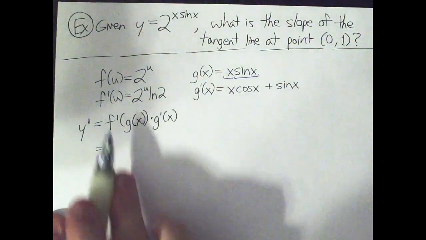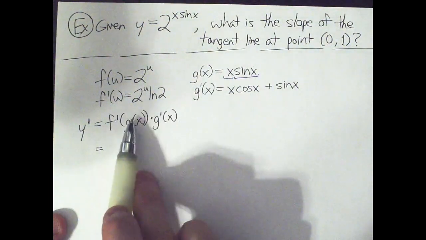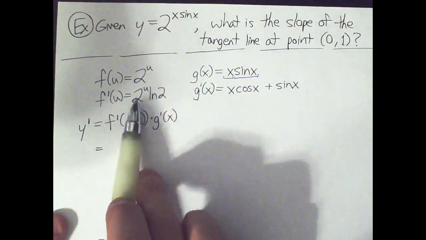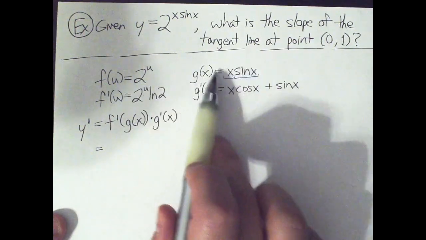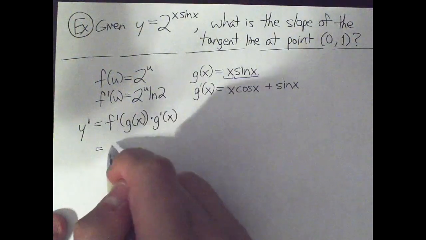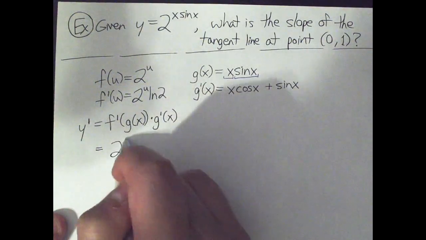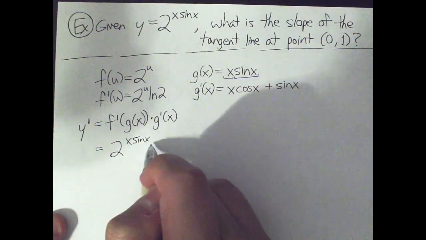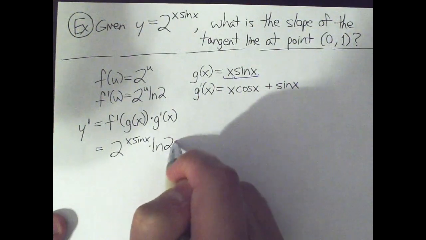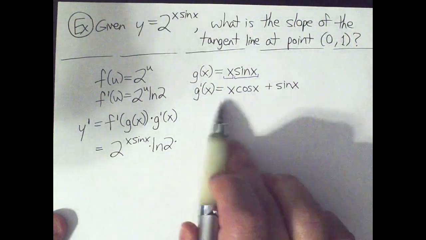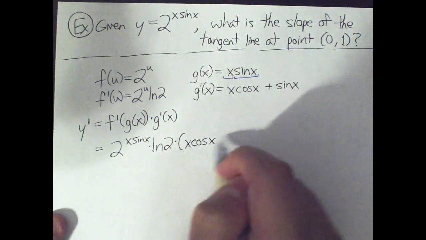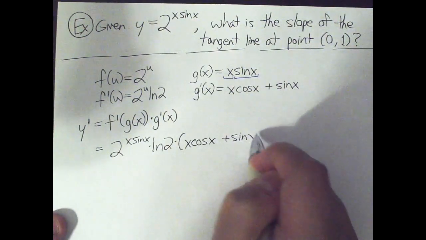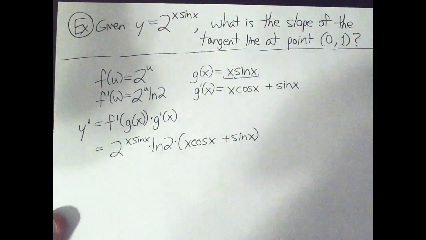And let's put all this stuff together to get this. So f prime of g means we need 2 to the u ln 2, but instead of u, we're going to write this, x sine x. So 2 to the x sine x times ln 2 times this other stuff. G prime is this whole thing. I'll put parentheses around it to make sure that it's treated as one object where those two things stay together.